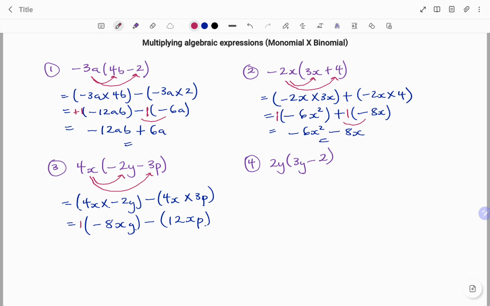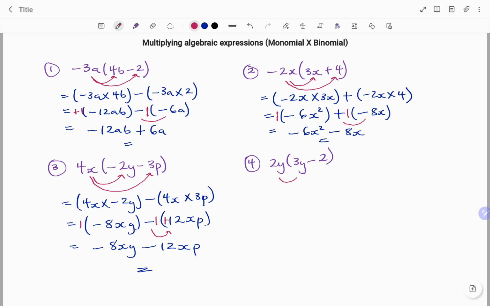Taking out the bracket, I have a plus 1 here, I have an invisible 1 here. That will give me minus 8xy. However, in my second expansion, minus here is going to multiply the plus in front of my 12. So that will give me minus times plus, that's minus 12xp. And if I check, I can't simplify further. So that's my answer.